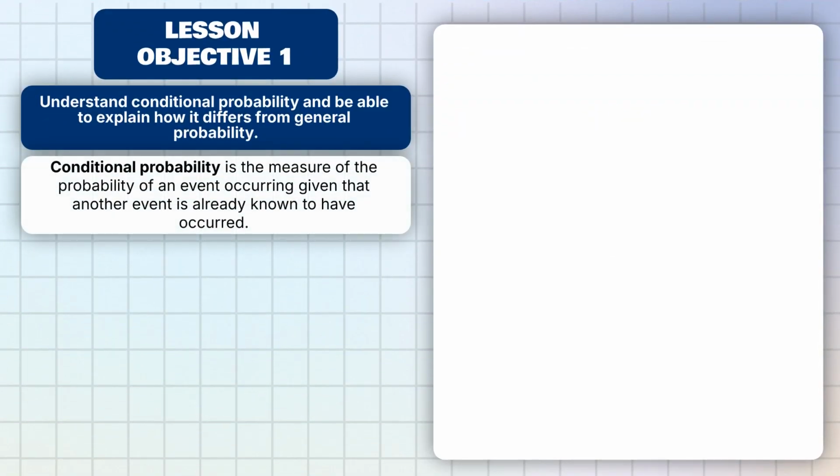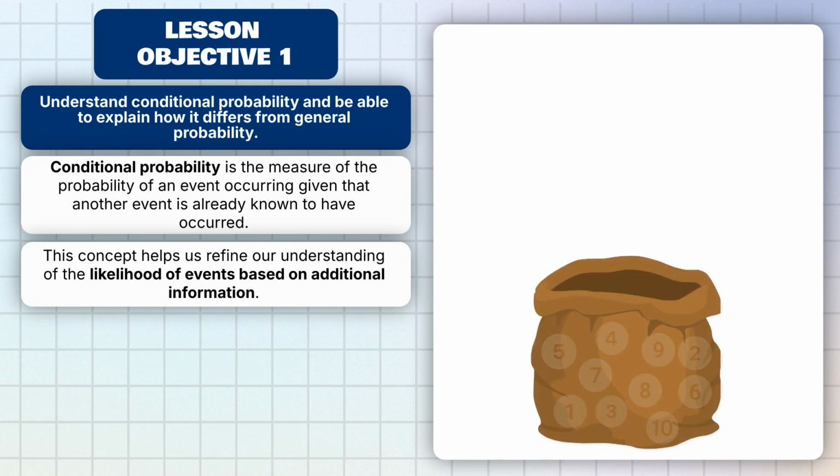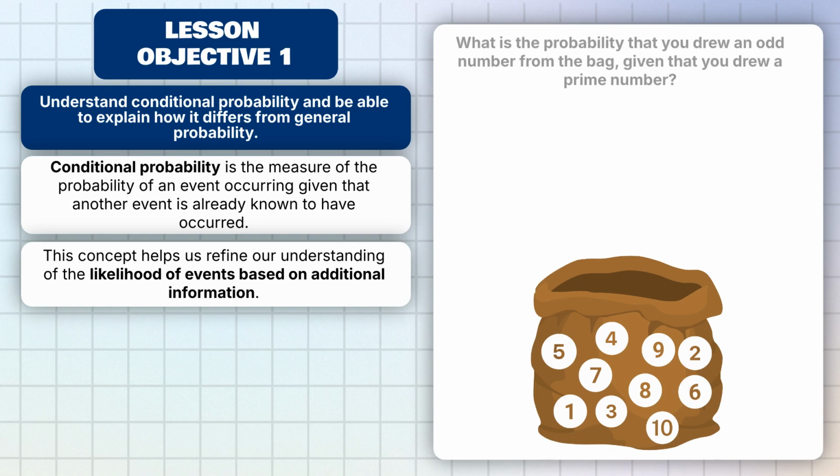Conditional probability is the measure of the probability of an event occurring, given that another event is already known to have occurred. This concept helps us refine our understanding of the likelihood of events based on additional information. Suppose we have a bag with the numbers 1 to 10 inside. Consider drawing a number from the bag. Given that we drew a prime number, what is the probability the number is also odd? Here, our focus is on refining the sample space to the part that encompasses the event we know has occurred. In this case, drawing a prime number.